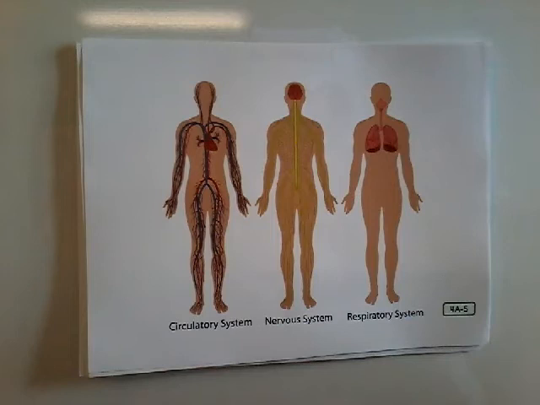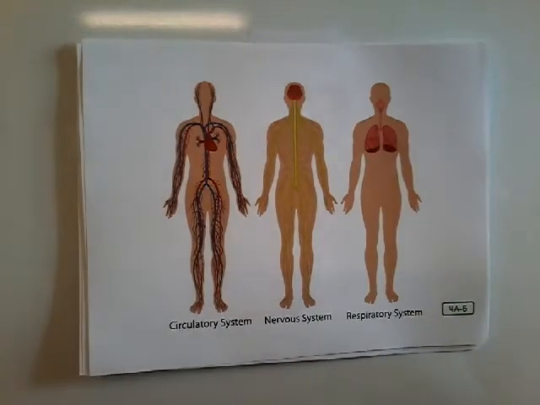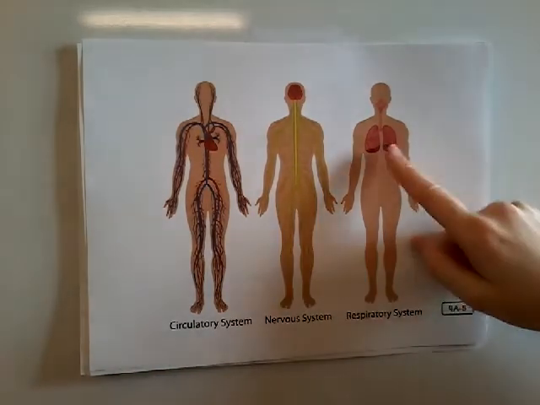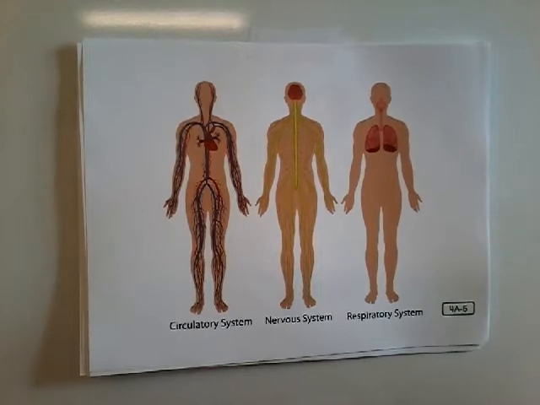What does the circulatory system do? It circulates or moves your blood all around to all the parts of your body. Your heart and your blood, made up of cells and tissues, are the organs in the circulatory system. The respiratory system includes your lungs, organs made up of cells and tissues that control your breathing.